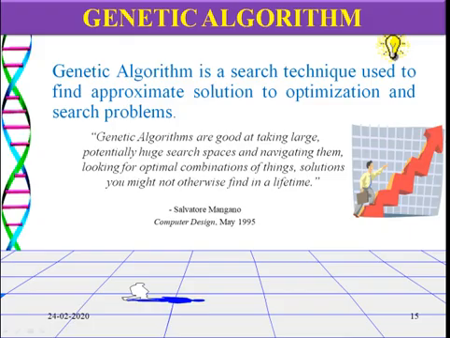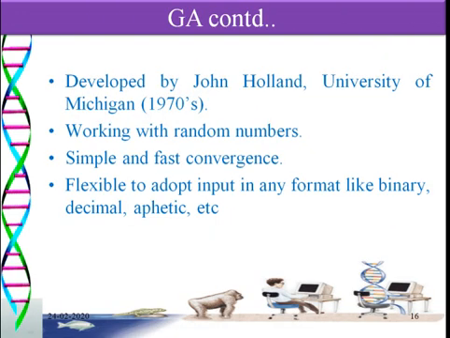Okay, what is genetic algorithm? It is a search technique used to find approximate solutions to optimization problems and such problems. It was developed by John Holland. It works with only random numbers. It is simple, has fast convergence, and is flexible to adapt to any format, like decimal, alphabetic, whatever it may be. Okay, so this is what we call optimization.